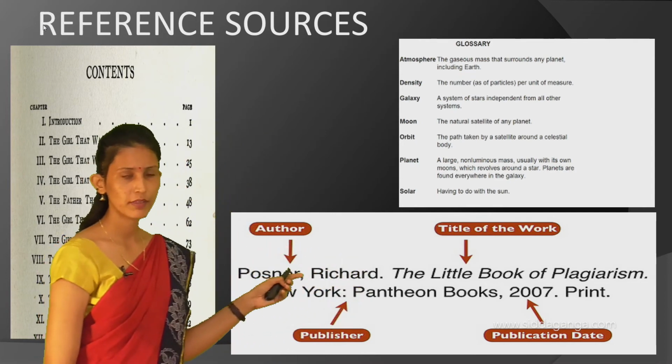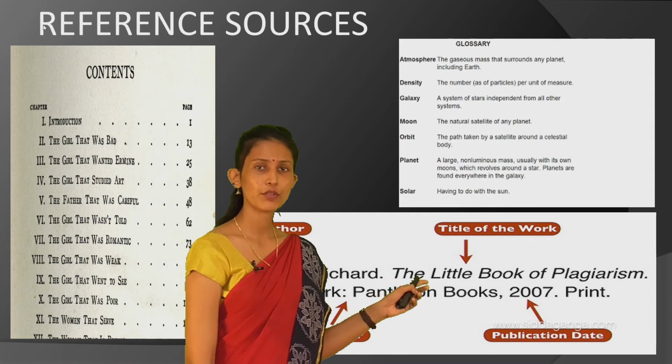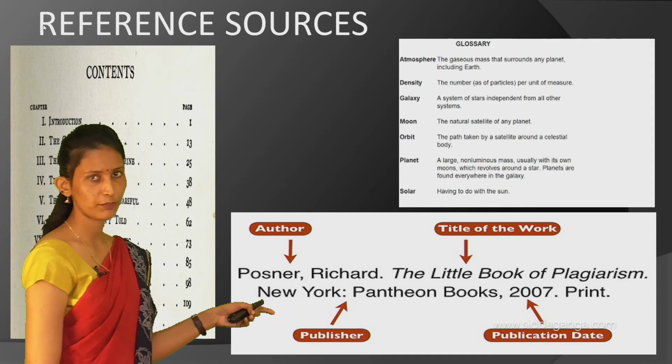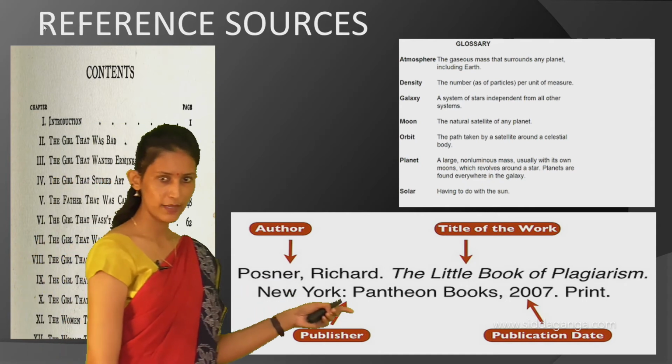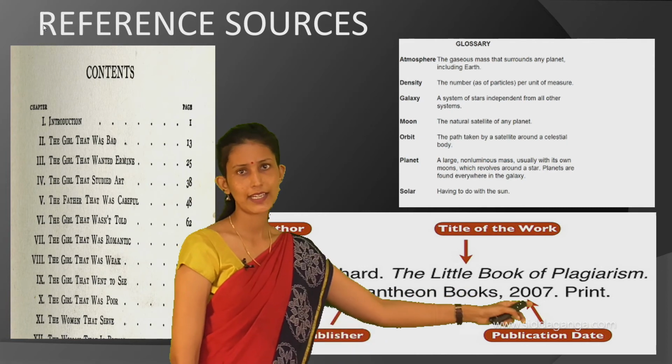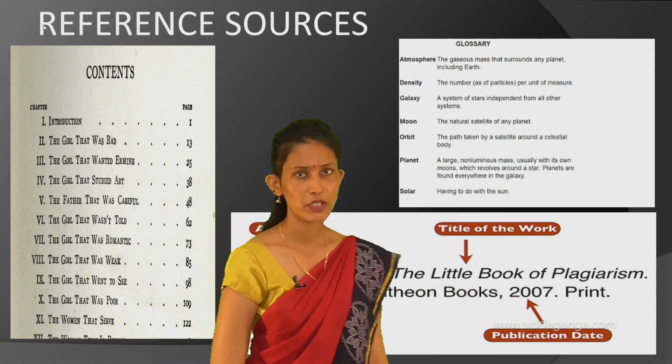So the author's name, the title of the book, The Little Book of Plagiarism, the place of publication, and the publisher, Penguin Books, the publication date or year, and it is in print. This is a bibliography.